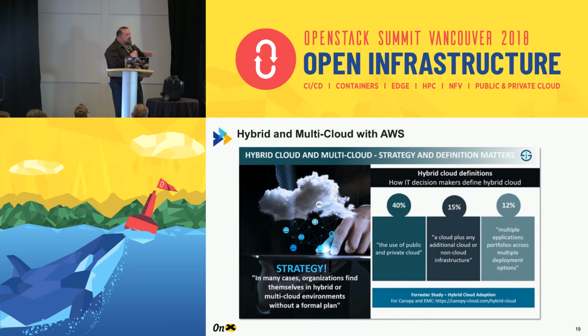So, I guess what I'm getting at is, it's funny because they ask these folks, hybrid cloud definition, what is it? Use of public and private cloud, okay? And then the other people have different answers. A cloud plus any additional clouds for non-cloud infrastructure. And then, of course, the last one, multiple application portfolios across multiple deployment options, which is also kind of vague. But I would say it's a combination of all three of these.